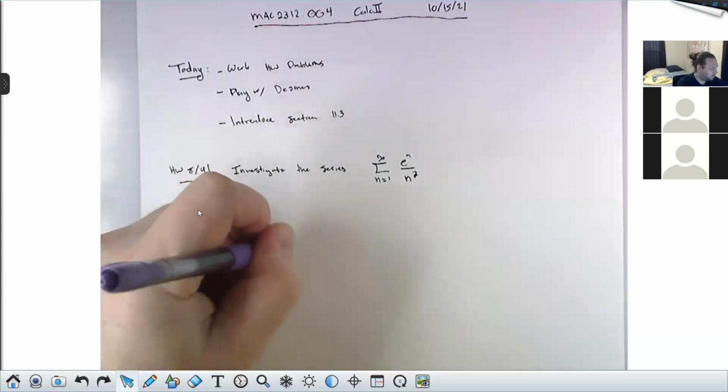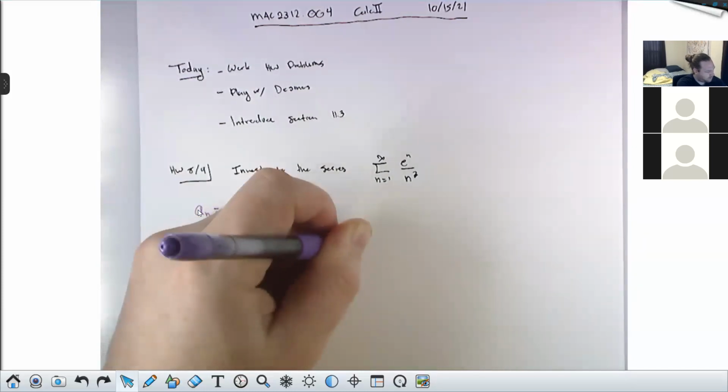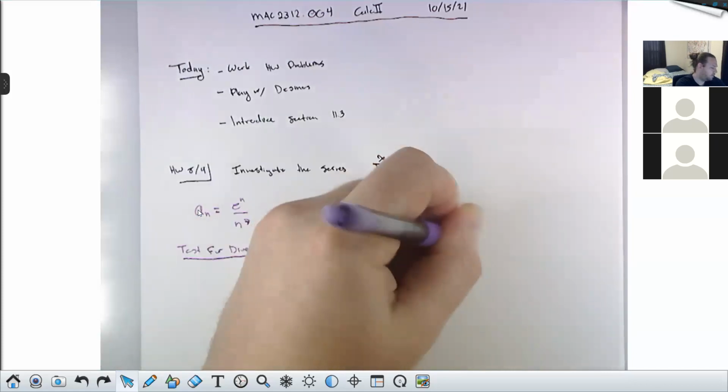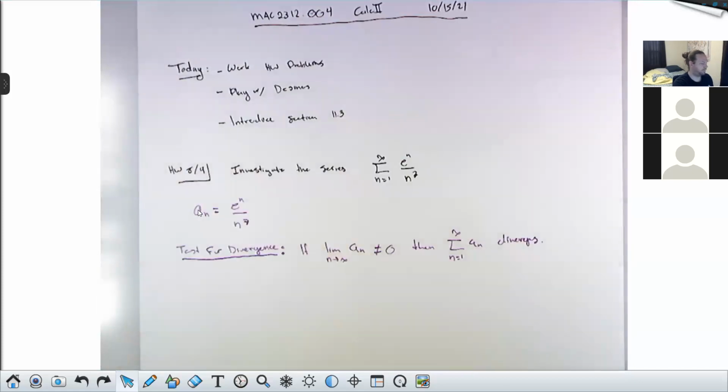And remember what this says. If the limit as n goes to infinity of a_n is anything other than 0, then the series sigma n from wherever to infinity, I'll say 1, must diverge. So in order to run this test, I'm going to take the limit of the a_n's. If that comes out to 0, then the test is inconclusive. But if that comes out to something other than 0, then I know that this series diverges. So let's take a look at that limit.